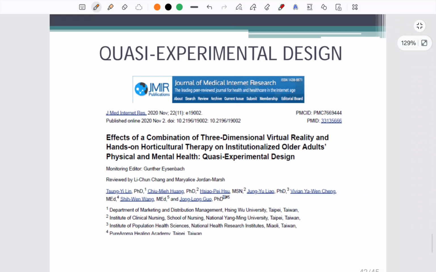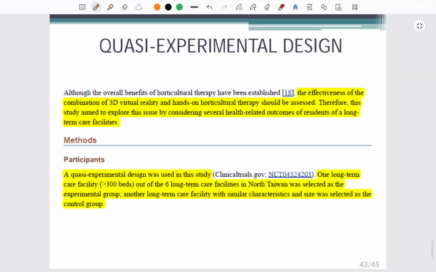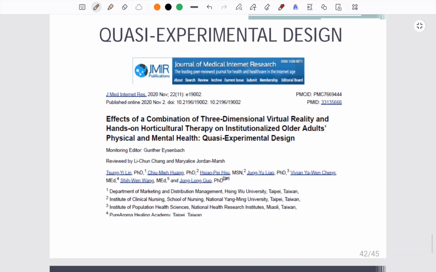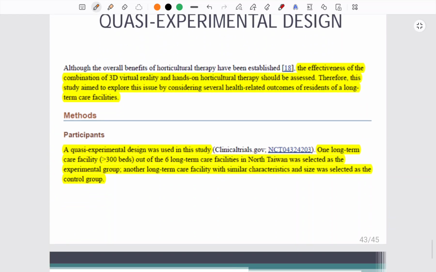Okay, here is the example. In this example, they study the effect of combination of 3D virtual reality and hands-on horticultural therapy on institutionalized older adults' physical and mental health. Okay, quasi-experimental design. So in this study, they conduct in Taiwan.